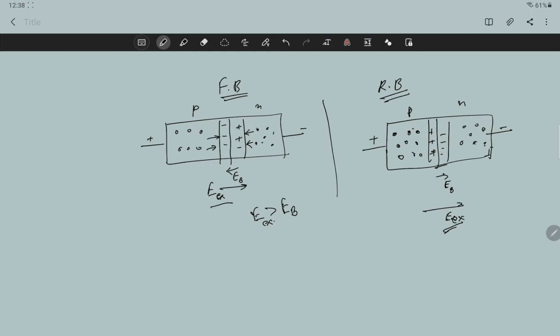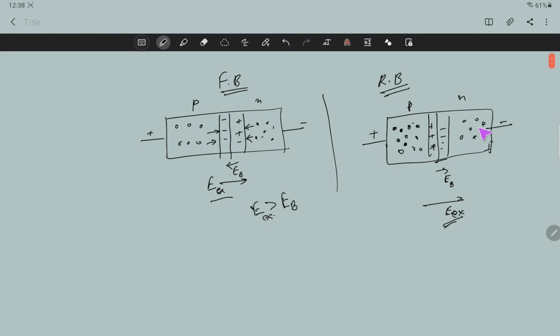But we know practically that diodes have some minority charge carriers. Suppose there is a minority charge carrier here, the electron. So these are the electrons, and these are the n type. Here on the n type the majority charge carriers are electrons, so here the minority charge carriers will be holes.